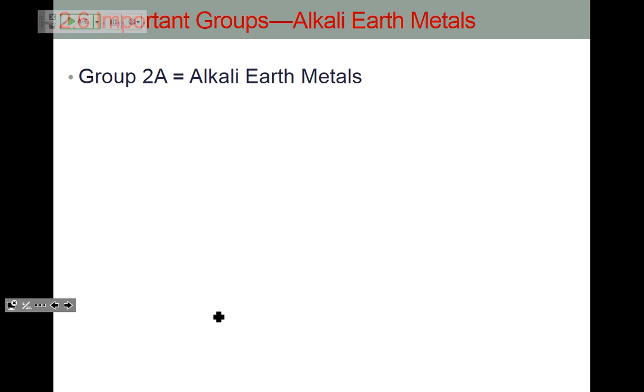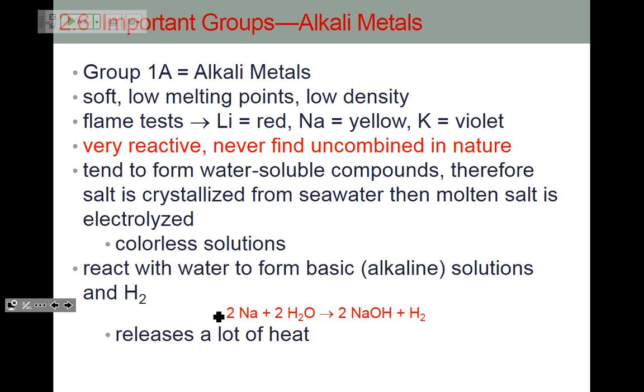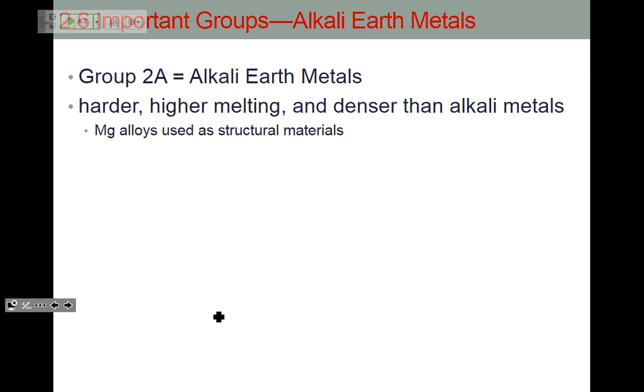Group 2A are the alkaline earth metals. Alkali metals are very soft, and in fact, I can cut an alkali metal really easily by just taking a little metal spatula and scraping it. Alkaline earth metals, however, are a bit harder. They're denser, and we're going to talk about that later, what makes them more dense. Like magnesium alloys are used in structural materials.